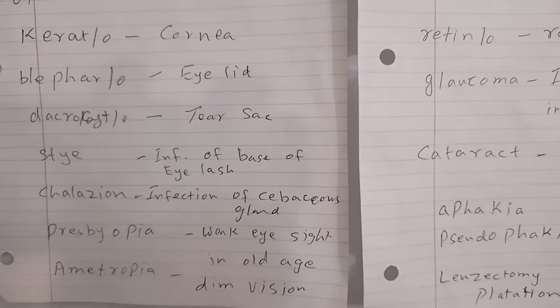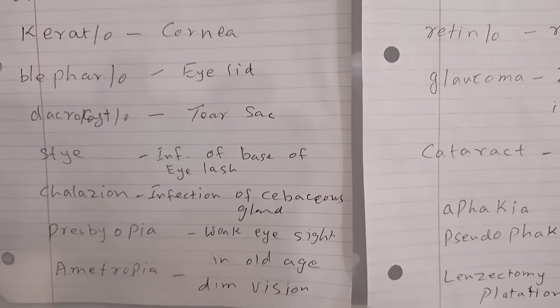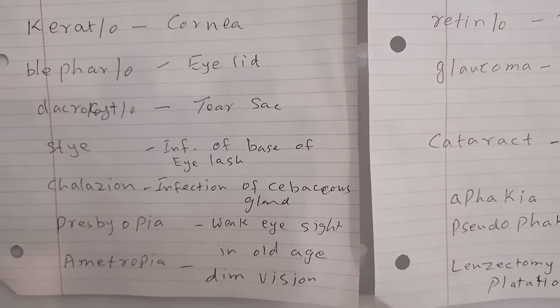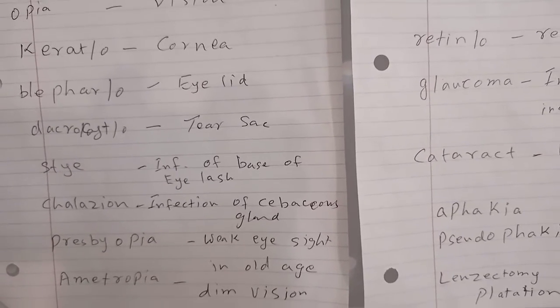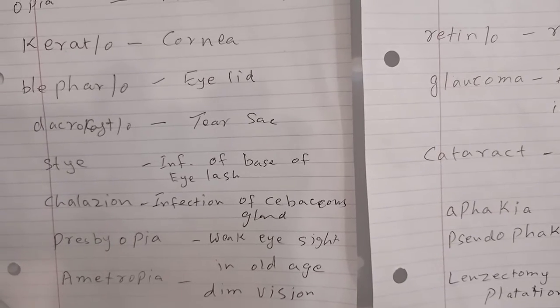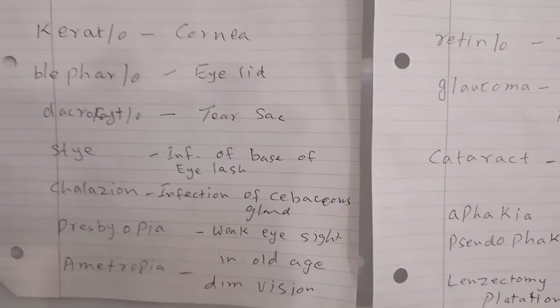Next word is chalazion. This is infection of the sebaceous gland in the eyelid. A small, tumor-like swelling is made on the outer side of the eyelid. This is known as chalazion.